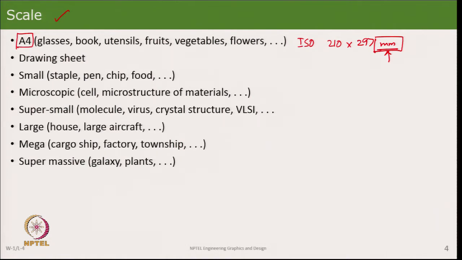And then we can ask, what are the things that are about the size of an A4 sheet. And here I have listed some items, the glasses that we wear, maybe a typical book, utensils in a kitchen, fruits, vegetables, certain flowers, not a very big bunch of flowers, but individual flowers or small groups of flowers. So, we can think of these as approximately being of that size.